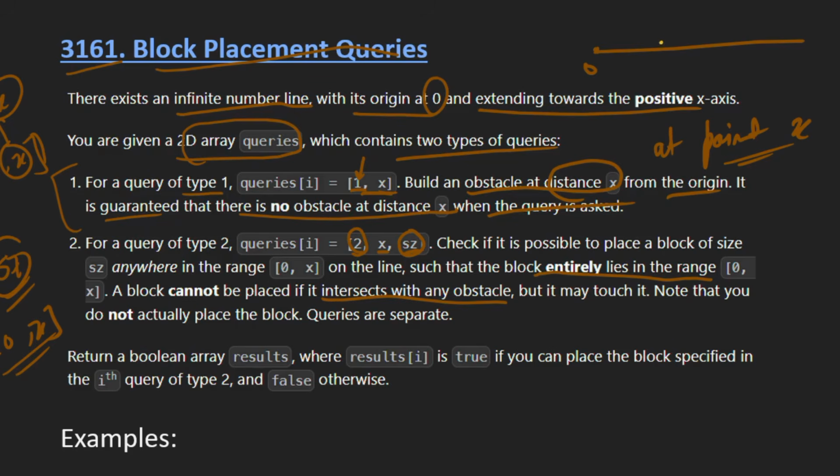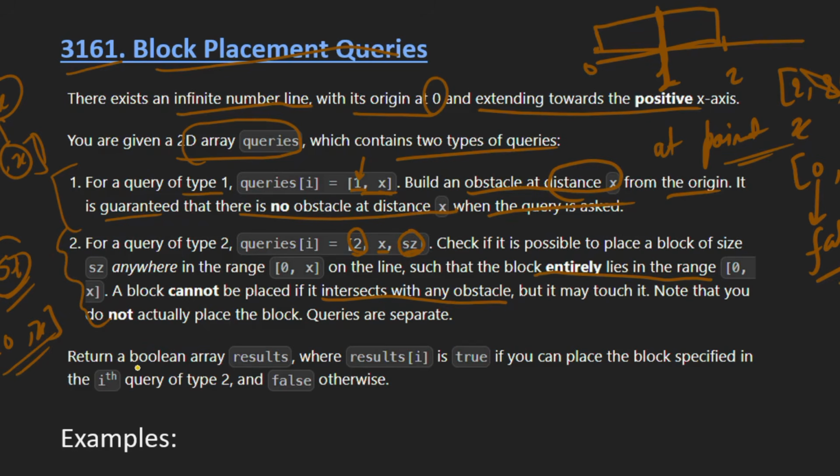Suppose you have an obstacle at 1, and we are given 2 comma, let's say x is 2 and size is 3. Is it possible? No, 3 can't be possible, let's say it be 2. Is it possible to place a block of size 2 between 0 to 2? It is not possible to place a block of size 2 between 0 to 2 because we have an obstacle at 1. That obstacle is intersecting with this, so we have to return false for this. So this is a type 2 query.